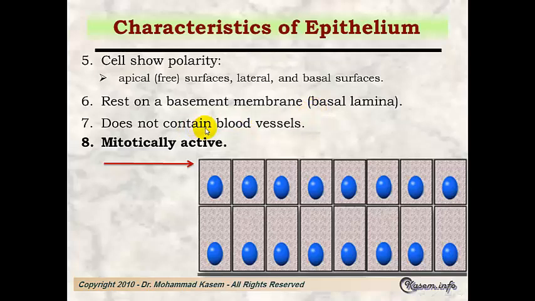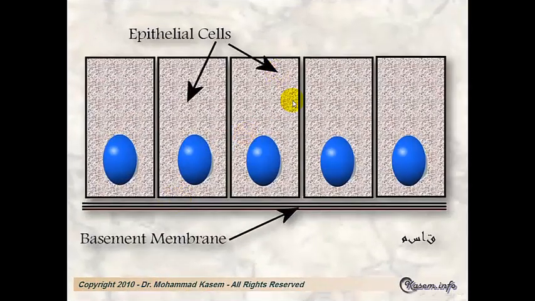They do not contain blood vessels in between. There are no blood vessels. They are also mitotically active. They can divide and increase in number. This is an example of simple columnar epithelium, as we see a single line of cells, a row of cells on top of a basement membrane.